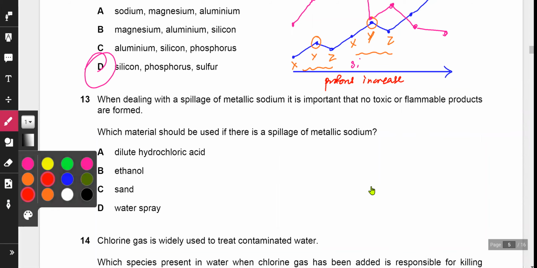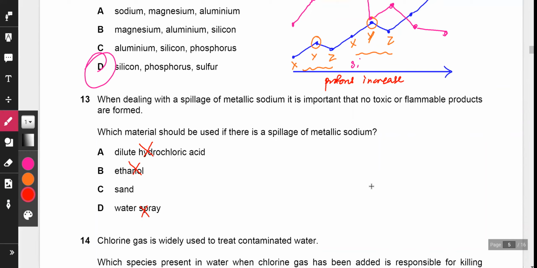Yes. So now the next one is, when dealing with the spillage of metallic sodium, it is important that no toxic or flammable products are formed. Which material should be used if there is spillage of metallic sodium? These three are wrong because he had specifically stated that nothing flammable should be formed.